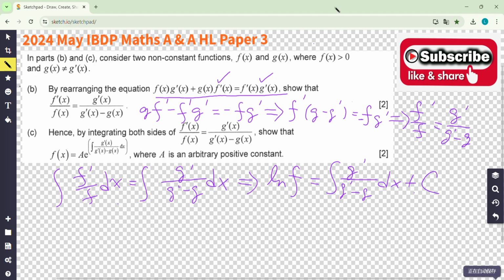And then move the exponential to the left hand side, so F equals e to the power C times e to the power integration of G dash over (G dash minus G) dx. And then the last step is important because exponential of any number is positive. So we are sure that e to the power C is a positive constant as stated here. So copy it clearly: G dash over (G dash minus G) dx.